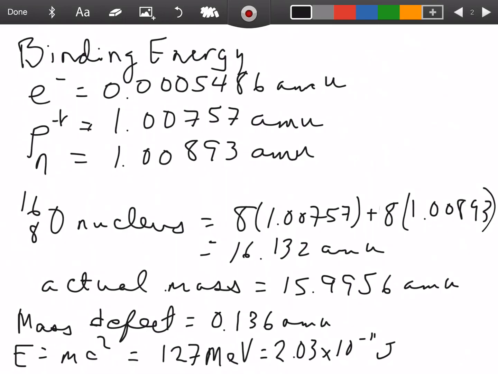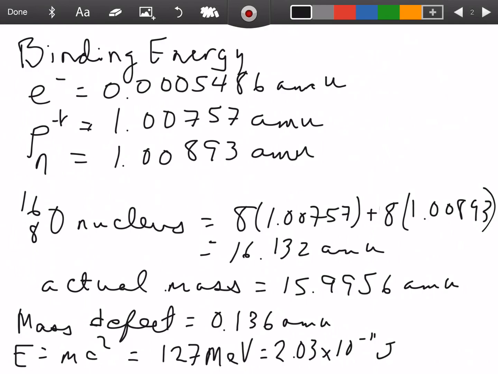This takes us to binding energy, and in order to calculate a binding energy, we kind of need to know the masses of all these different particles. And so here you can see how heavy a proton or neutron are compared to that of an electron. These are atomic mass units, and so you can see the electron is very small compared to that of a proton and a neutron. Neutrons are just a little bit heavier than a proton.